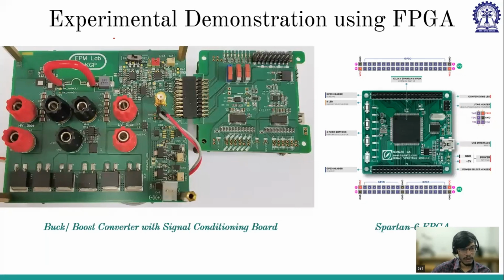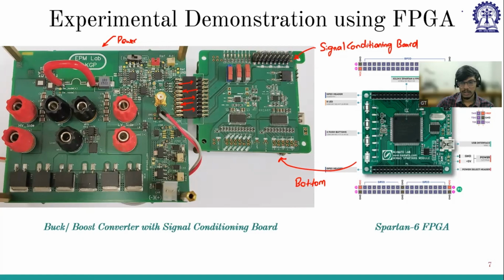So this is again our power stage. And this is the connector where the data exchange happens, and the top board is the signal conditioning board. And the bottom board is the FPGA, which is a Spartan 6 FPGA. So Banerjee, what was your question?